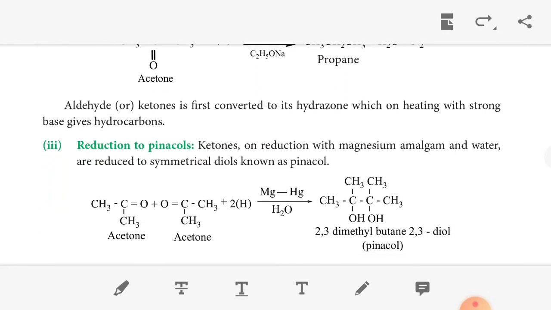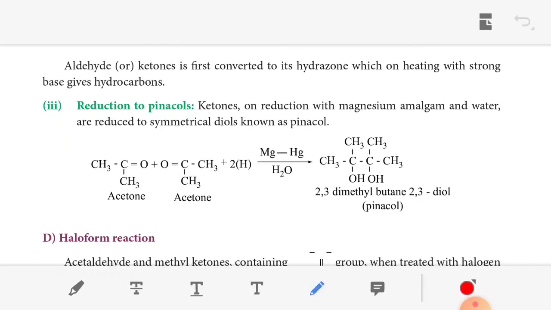Then the next one, reduction to pinacols. What is it? Ketones are reduced with magnesium. Ketone means acetone, reacting with magnesium amalgam and water. Magnesium means Mg, amalgam means Hg, and water. This reduces to symmetrical diols known as pinacol. Symmetrical means it is cut into equal halves.